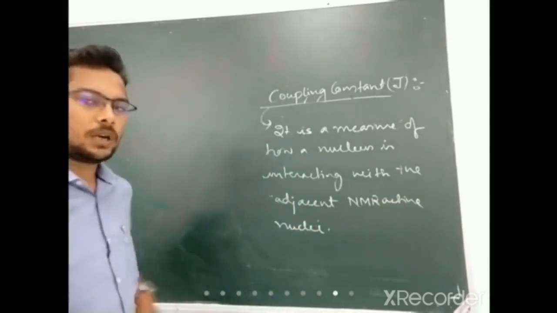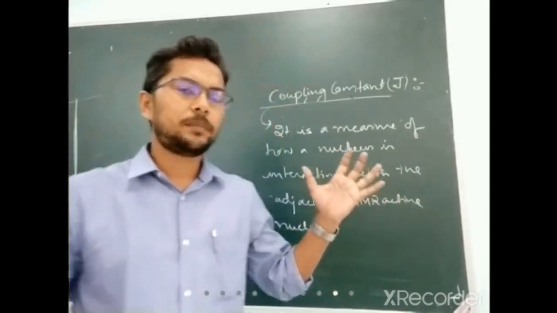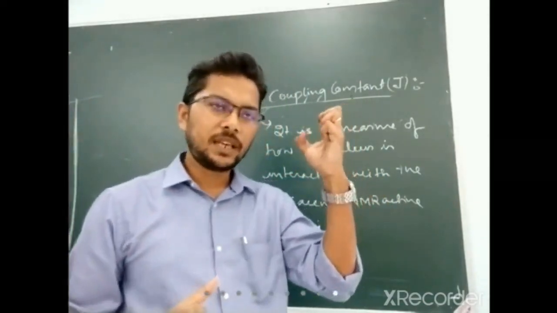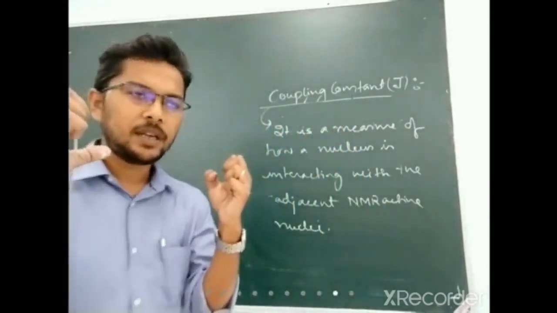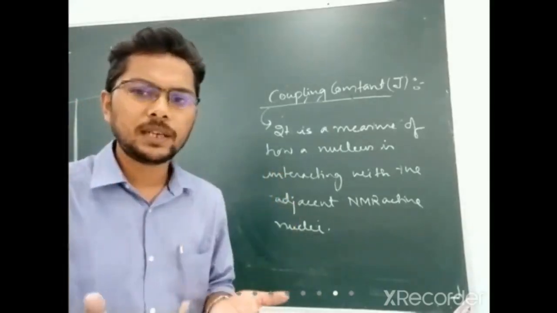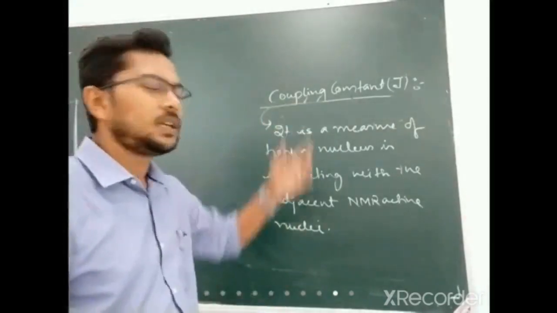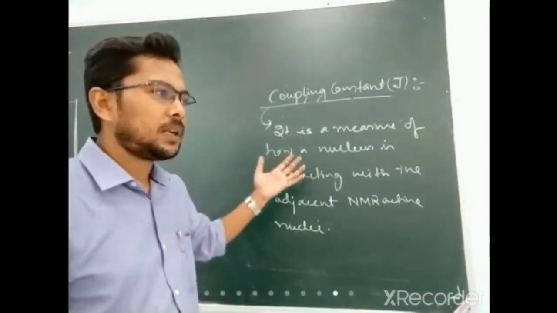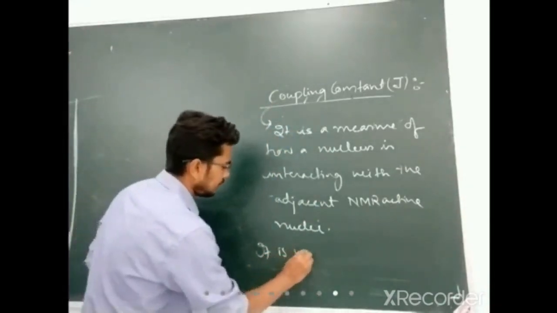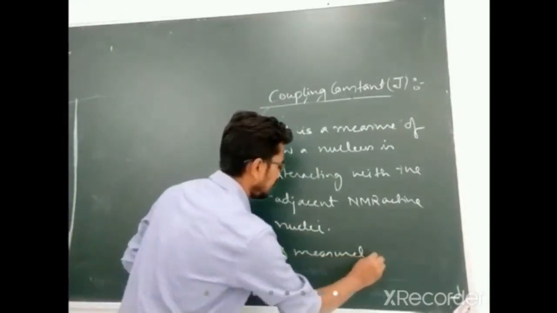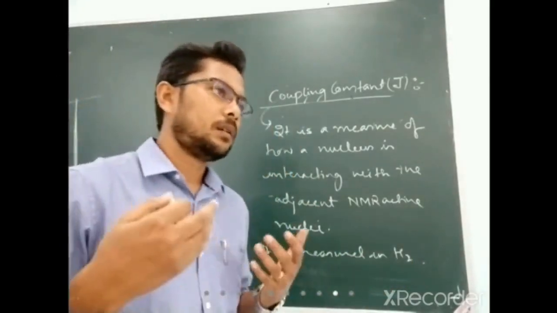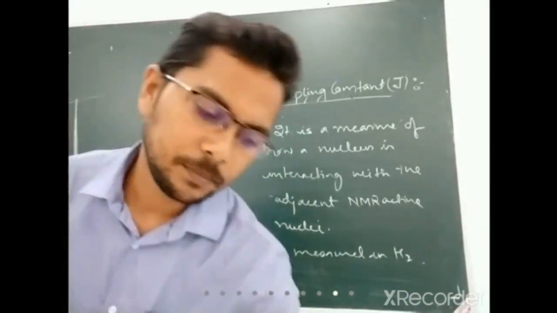So whether the coupling is strong or weak, that means if you have a hydrogen HA here and a hydrogen HB here, then whether these two nuclei are interacting strongly or weakly will be given by the value of the coupling constant. Also, I said coupling constant is measured in hertz, and it is independent of the NMR instrument that you are using.